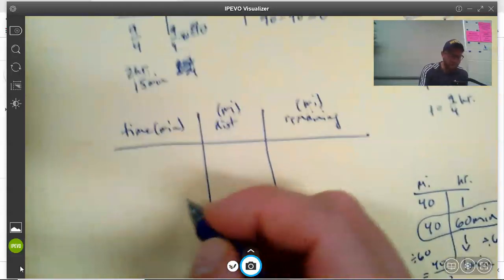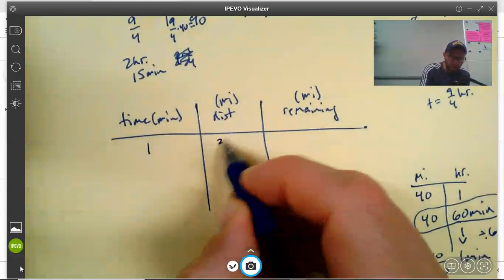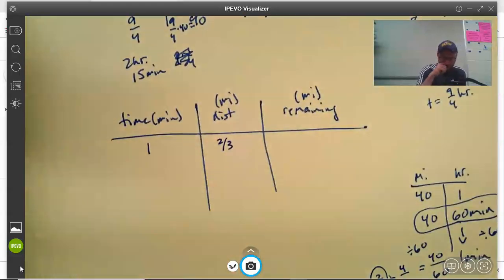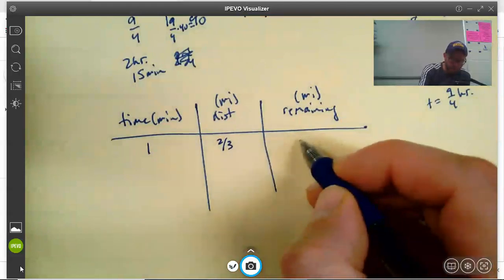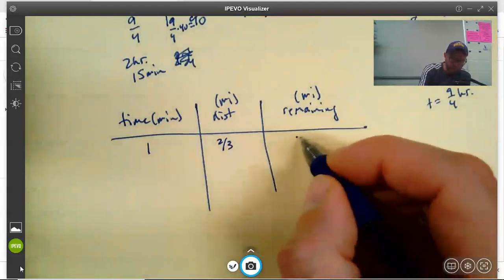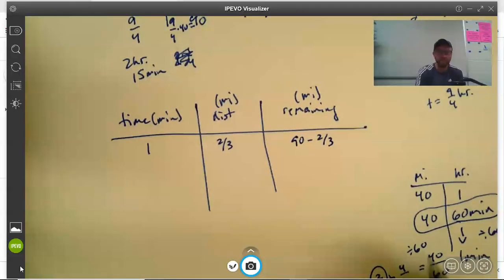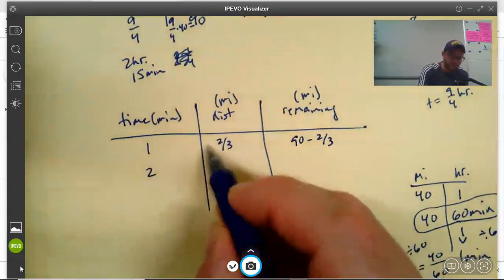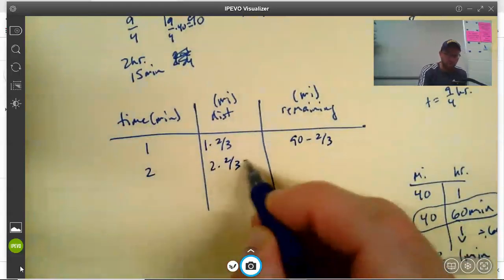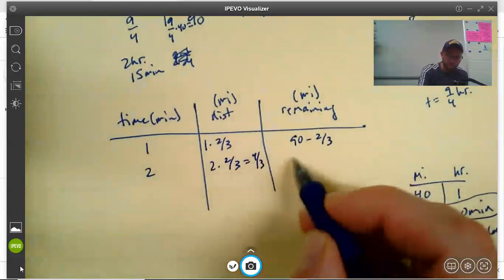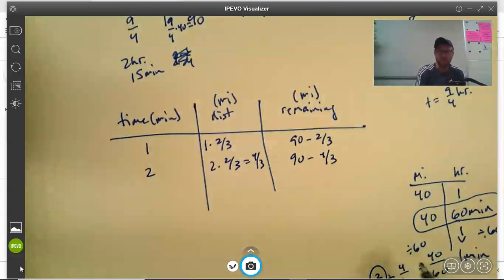So over here, let's put that down. We're traveling 1 minute. We will go 2/3 of a mile, and we will have remaining 90 minus 2/3. And if I drove 2 minutes, that would be 2 times 2/3, which is 4/3. And I'd have 90 minus 4/3 of a mile, and so on.